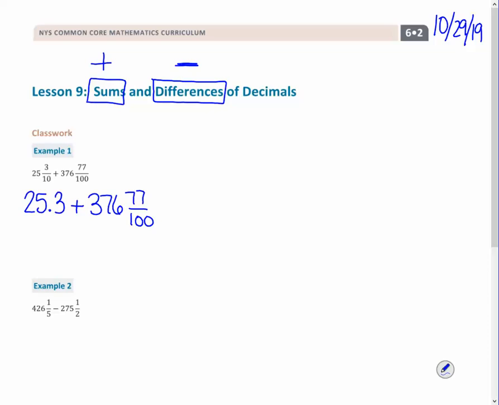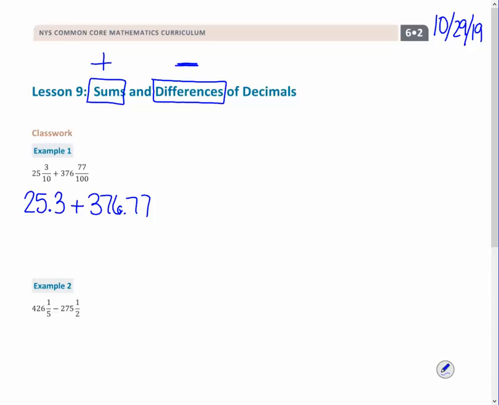Right? They already wrote that down. I don't know why I did that again. So I'm going to change this fraction to a decimal. So 376.77. All right? Now, we don't add across like that unless we're just using a calculator.